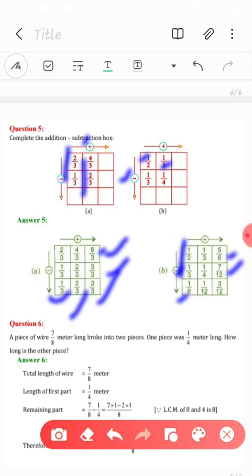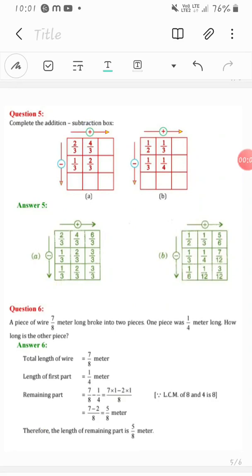1 by 2 minus 1 by 3 we are getting 1 by 6. 1 by 3 minus 1 by 4 we are getting 1 by 12. So these two, 1 by 6 and 1 by 12, we are adding, we are getting 3 by 12. Hope you have understood this question number 5 well. Let's move to question number 6 now.